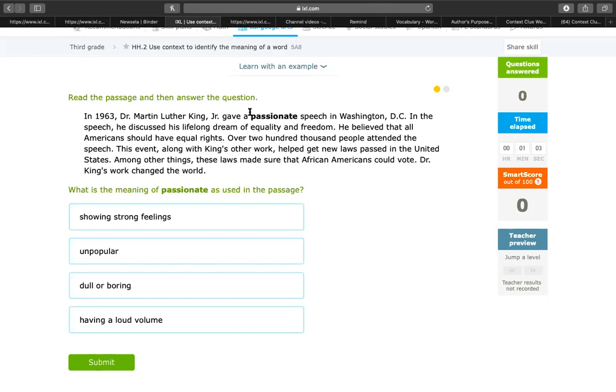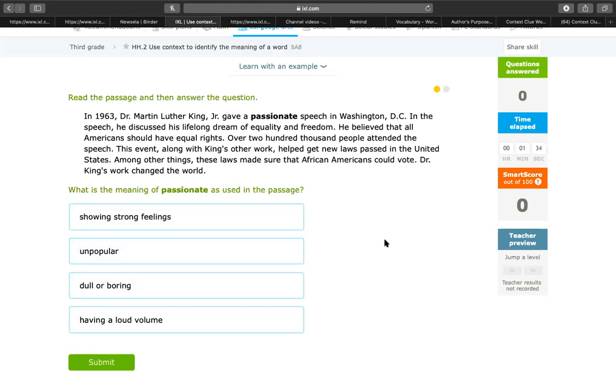Okay, so he gave a certain type of speech. In the speech, he discussed his lifelong dream. I think sometimes when I'm going through these, is it a negative or a positive word? Is passionate a positive word? Yes. So I would put a plus mark over there. And if you're discussing your lifelong dream, are you super boring about it? No, you're not going to be dull or boring. It's not going to be unpopular, because those are negative terms.